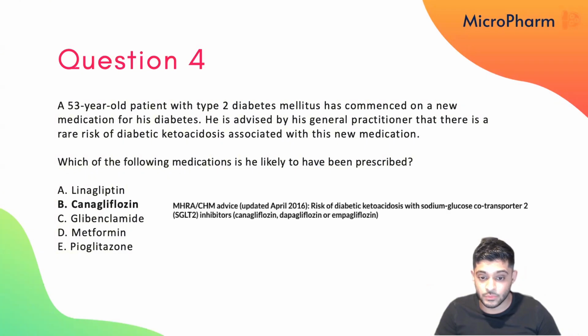The correct answer was B, canagliflozin. There's a rare risk of diabetic ketoacidosis with SGLT2 inhibitors, and this, of course, is an important aspect to take into consideration. So you can find this MHRA warning in the BNF monograph.